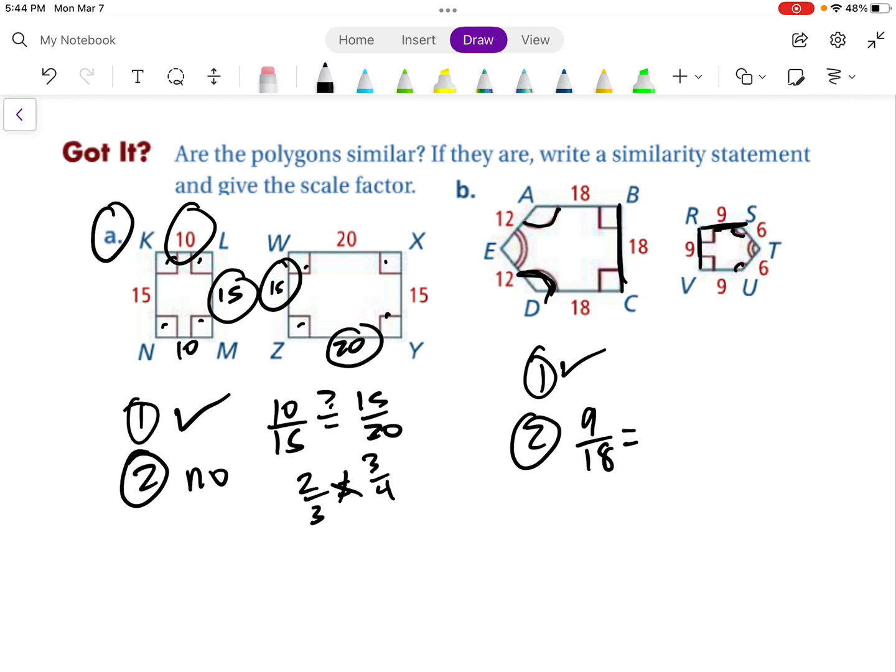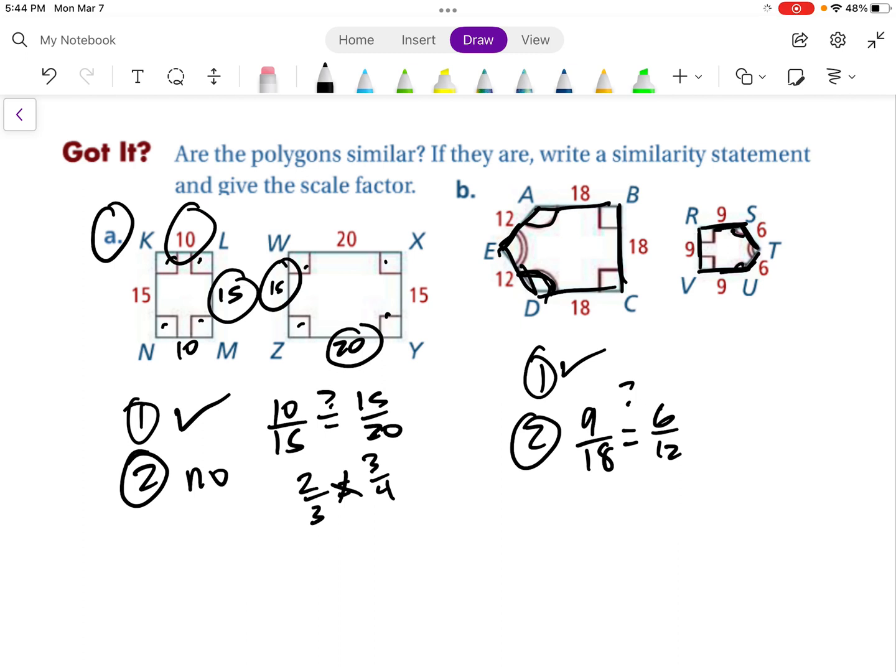This one is also 9 to 18. I'm not going to rewrite it. That one's also 9 to 18, so I don't need to rewrite that one. This side is 6, and this side is 12. So 6 to 12. And then this side is 6, and this side is 12, so it's the same ratio. So the question is, are these two equal to each other?